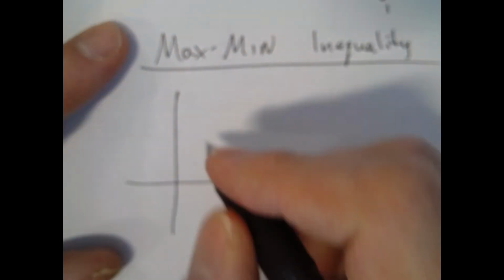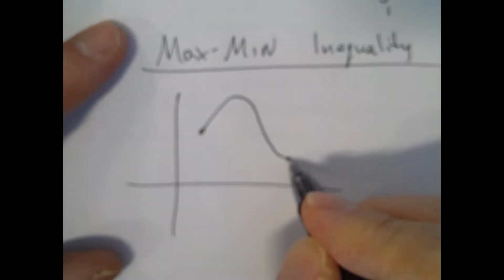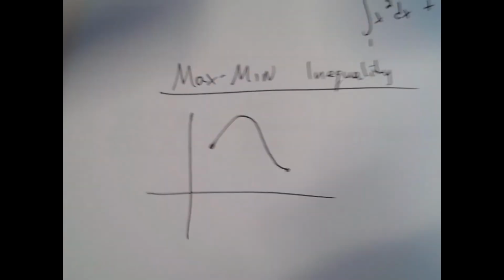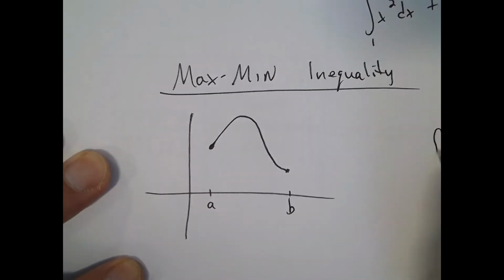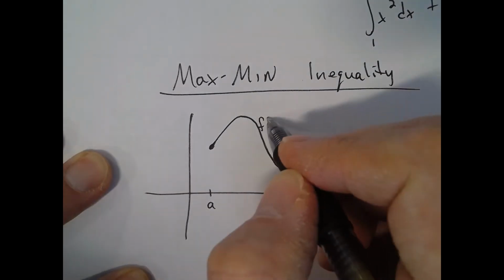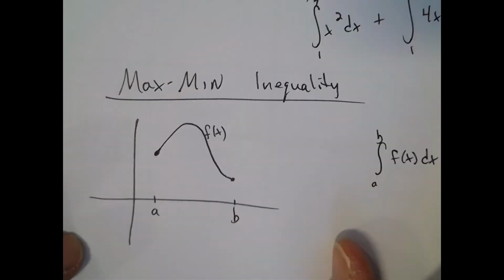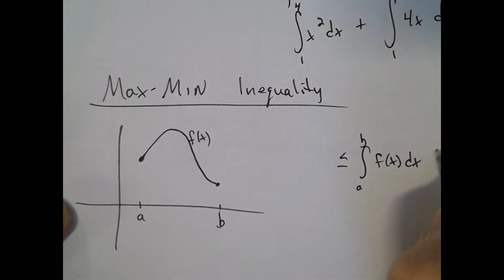Okay, so I think it's helpful to look at the graphical approach. So if I have a function that looks like this, okay, so if I wanted to create an inequality for the integral from A to B of this function f, if you have to do a max-min inequality, we put the integral in the middle, and it's got to be greater than or equal to something, and it's got to be less than or equal to something.